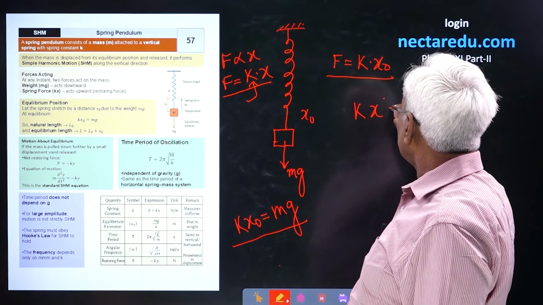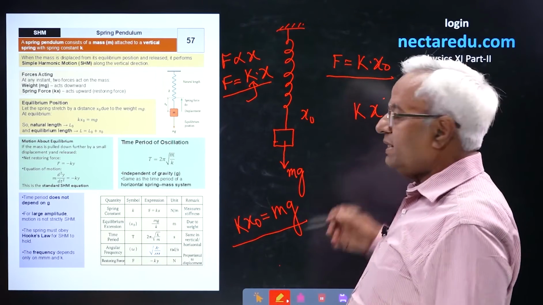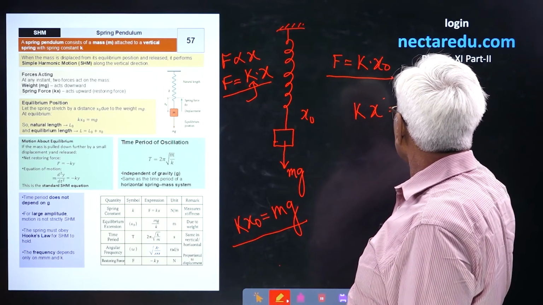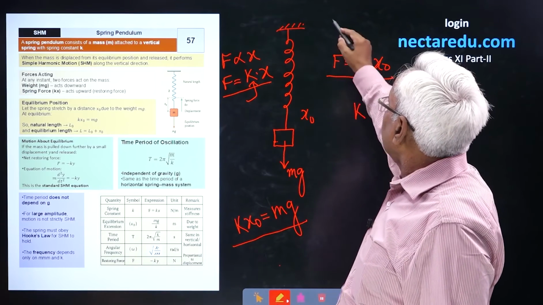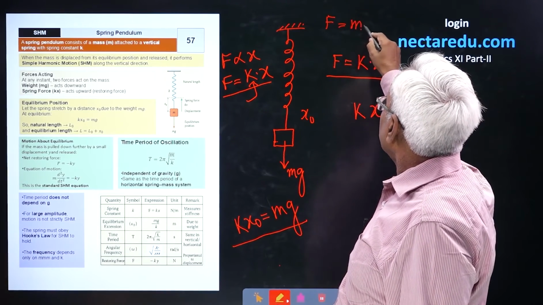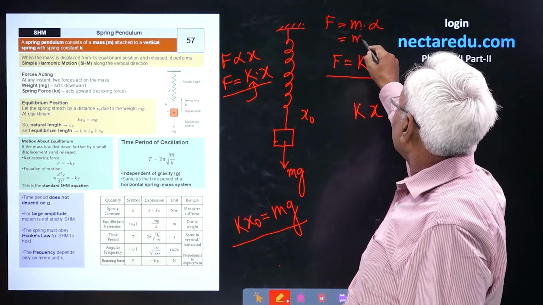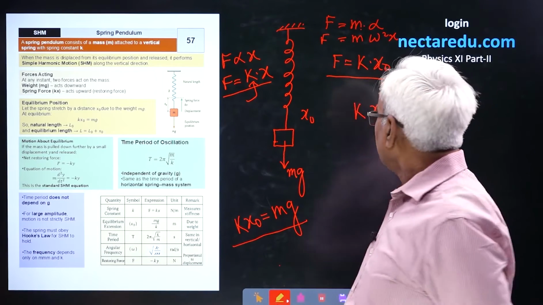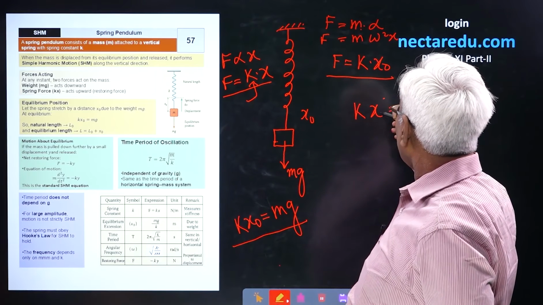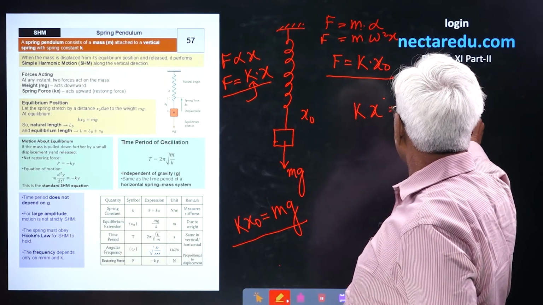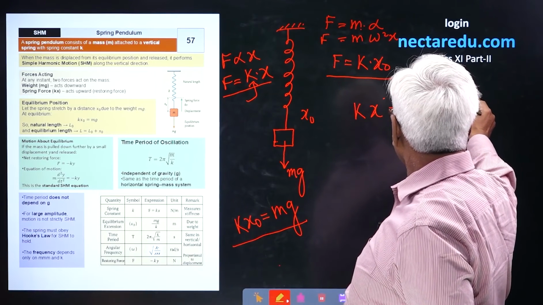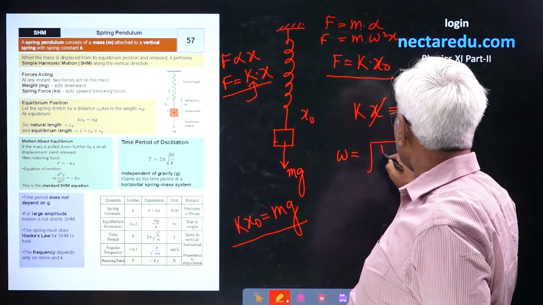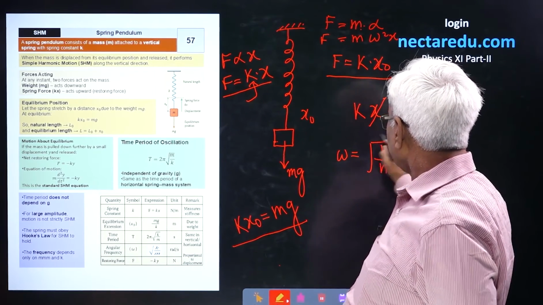And you know, in SHM, force is equal to minus m omega square x. This is going to be the force, that is m alpha, and alpha is given by omega square x. This is the relation. So this side you find the force is kx, and the other side it should be m omega square x. This x will be cancelled, and you find finally omega is root k by m.